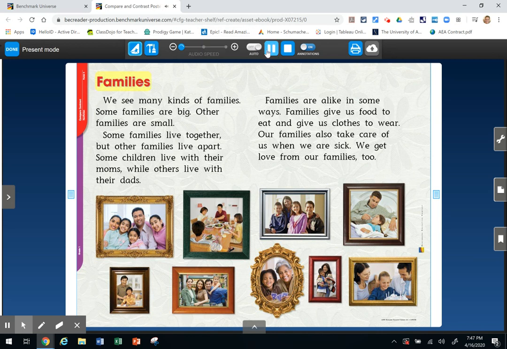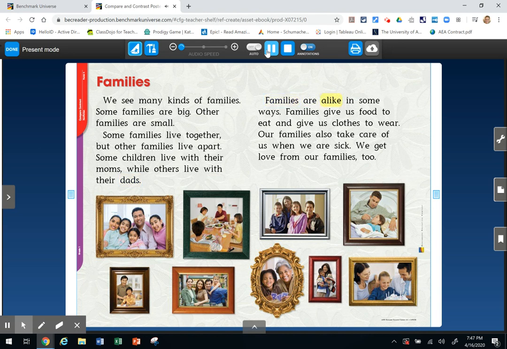Families. We see many kinds of families. Some families are big, other families are small. Some families live together, but other families live apart. Some children live with their moms, while others live with their dads.